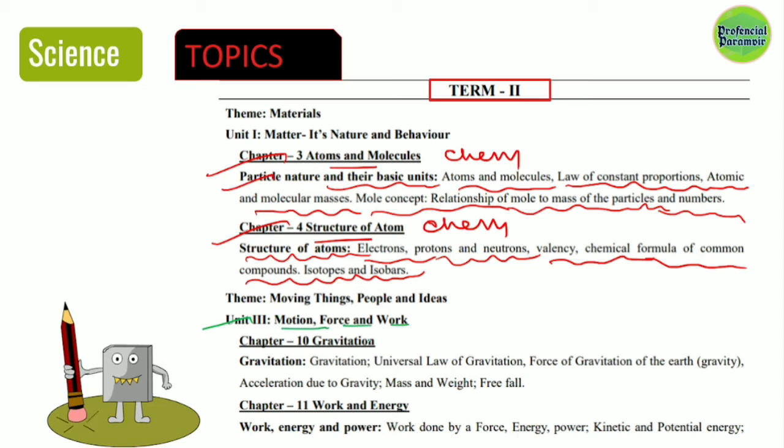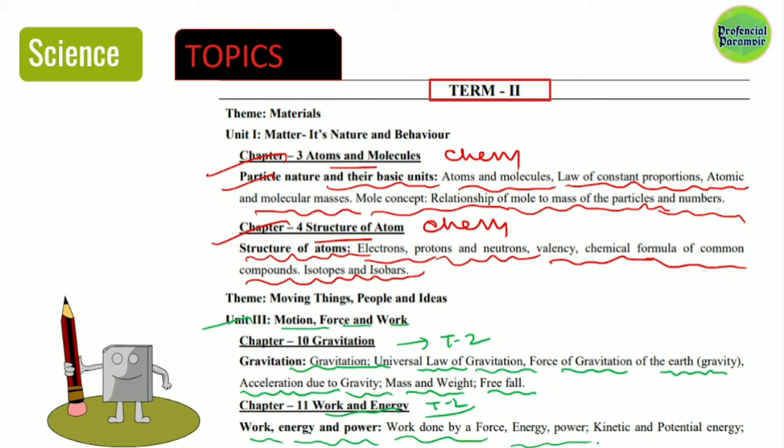Next we have unit 3, Motion, Force and Work. From this we have chapters 10 and 11 in term 2. From the chapter Gravitation: universal law of gravitation, force of gravitation of the earth, gravity, acceleration due to gravity. From the 11th chapter, Work and Energy: work, energy and power, work done by a force, energy, power, kinetic and potential energy are going to come in the syllabus.